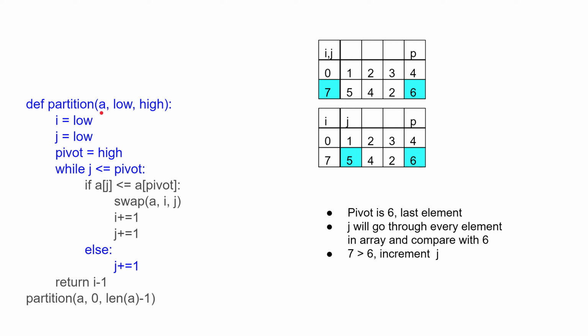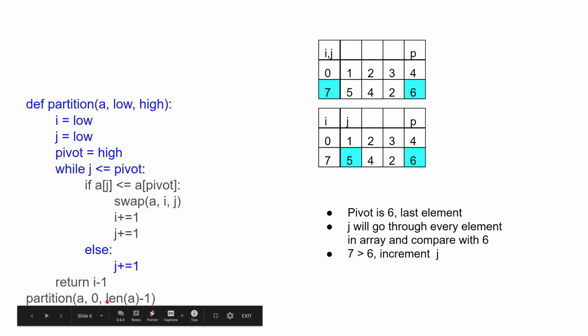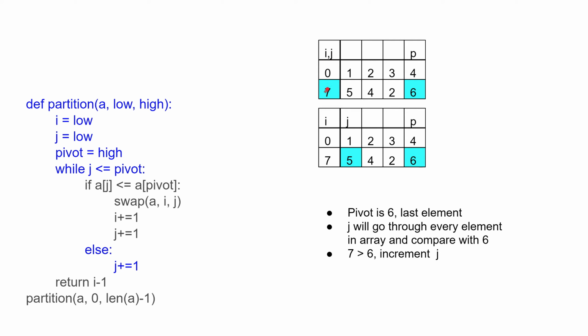Function partition takes the input of A, low, and high. Low and high are both pointers. Low points at the beginning of the array, and high points at the end of the array. i and j both get low's value, which is the start of the array, and pivot gets high's value, which is the end of the array. Then it'll go into the while loop because j is smaller than high, and j will go through every element in the array and compare it with 6, which is the pivot. Since 7 is bigger than 6, it'll increment j.